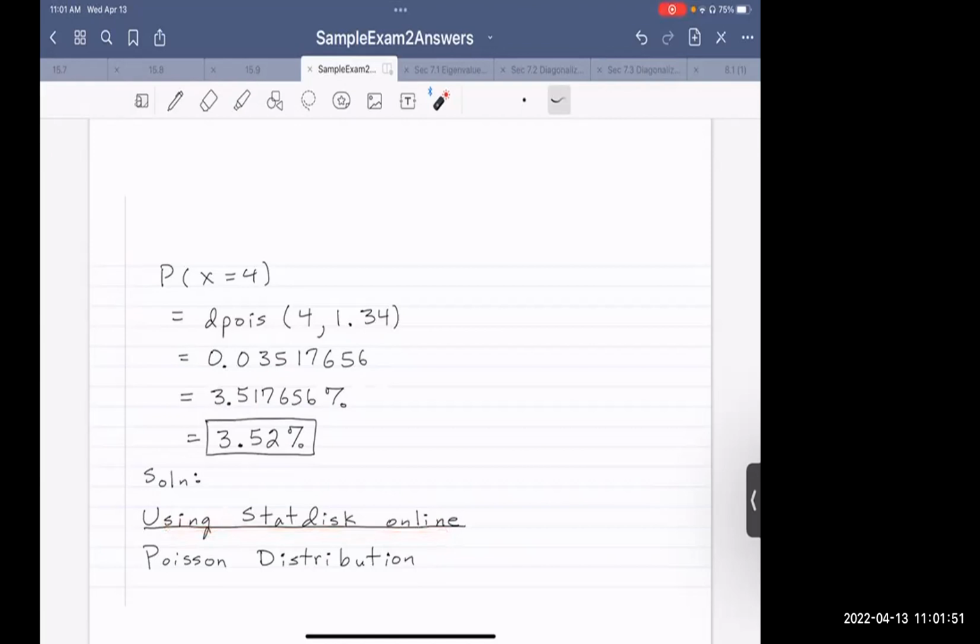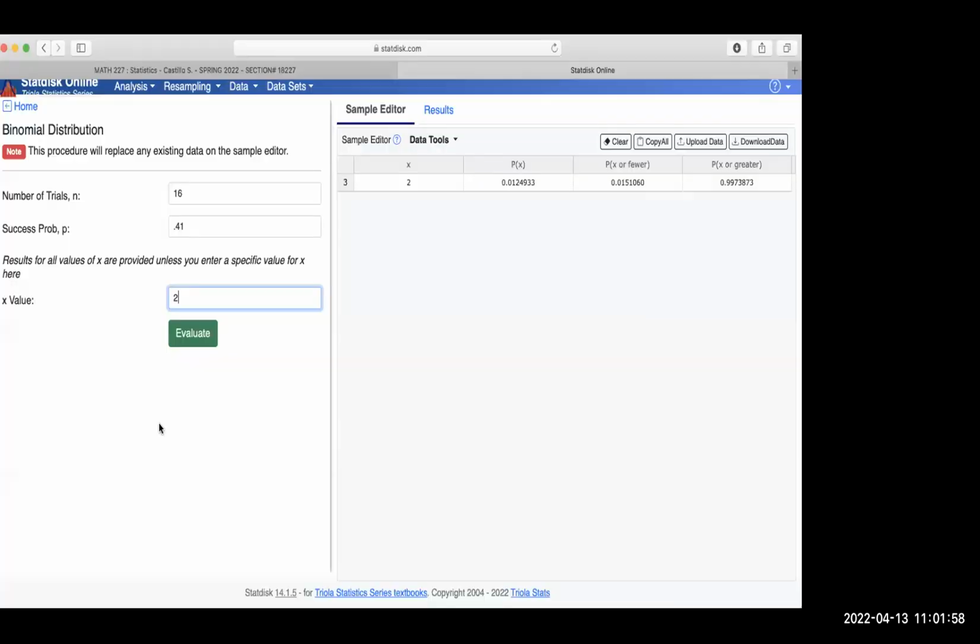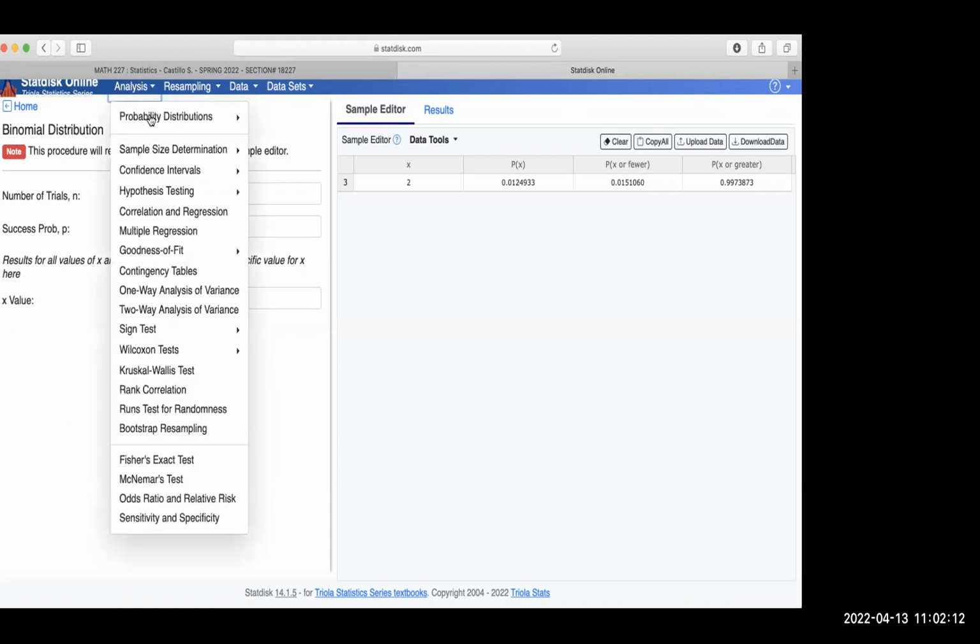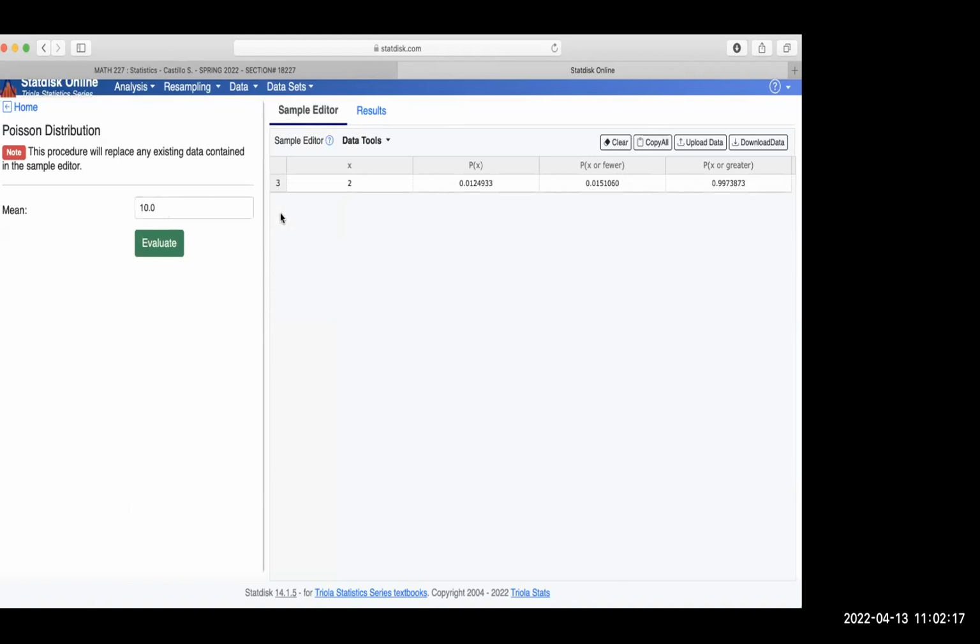If you're using StatDisk Online, then let me type that in. And so we have Poisson distribution, mu equal 1.34. And so I want to find a probability that x is equal to 4. So let me do that. So let's go to analysis, probability distribution, the Poisson distribution. And so in this case, we have 1.34.